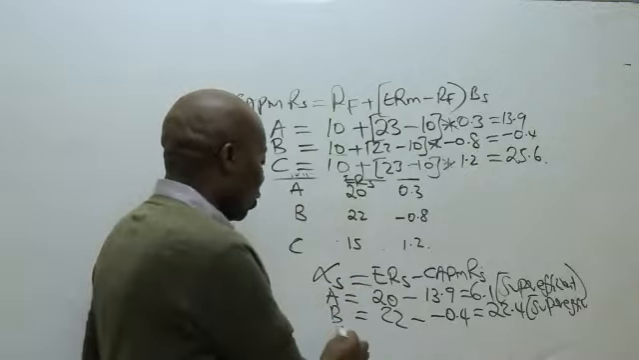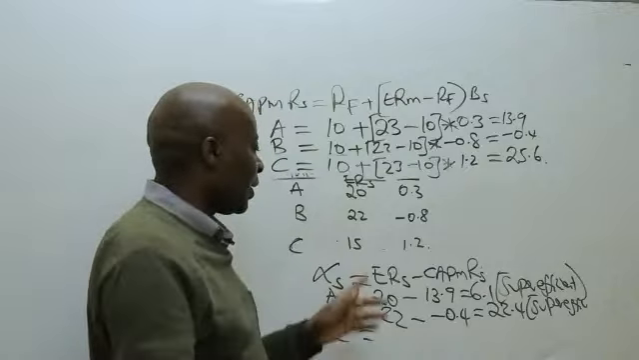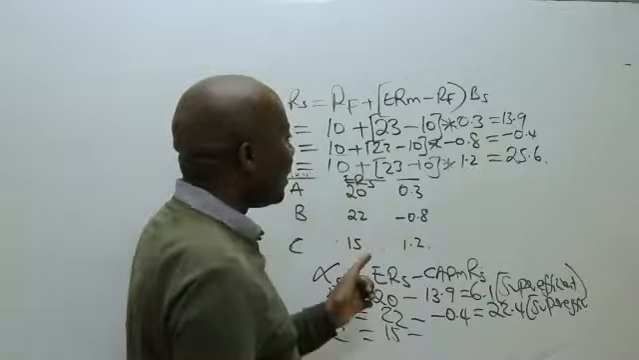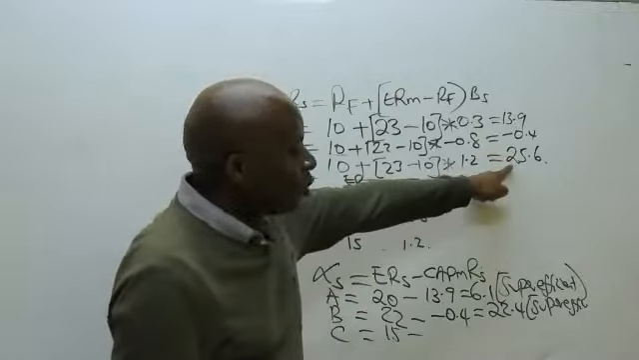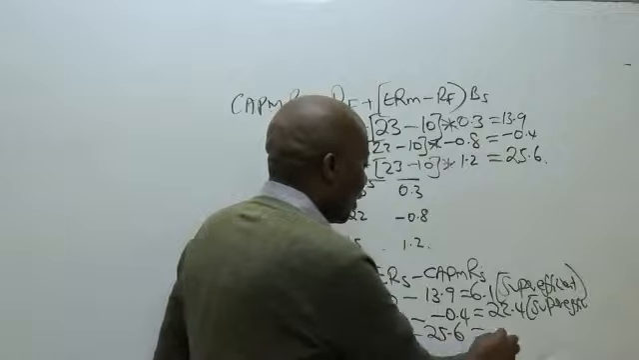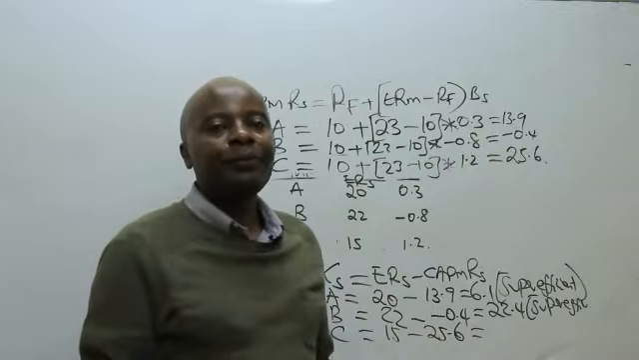Go, ladies and gentlemen, to C. What do we have here? I can see the expected return of C is 15. So we have 15 minus our CAPM returns of C, which are 25.6. Could you kindly give me an answer? 15 minus this will give me what figure?